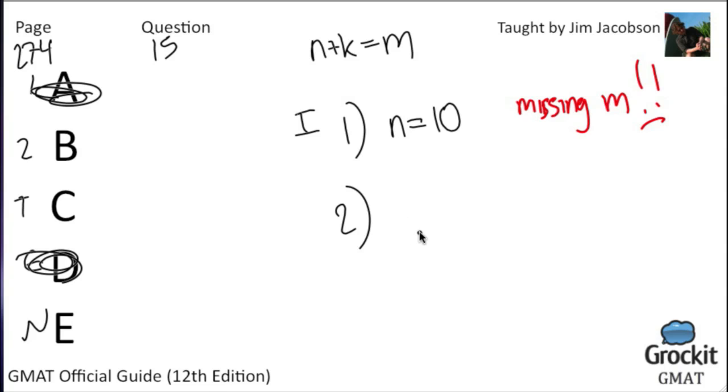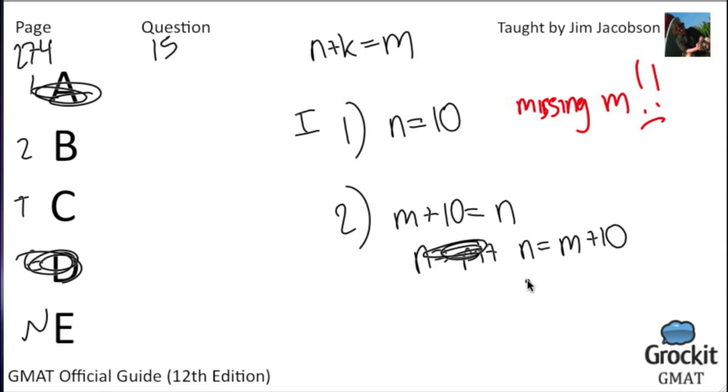Okay. Statement number 2, m plus 10 equals n. Well, we can actually put this in the format, you know, blah, blah, blah equals m. So let's do that. N equals m plus 10. We subtract 10 from both sides. N minus 10 equals m.